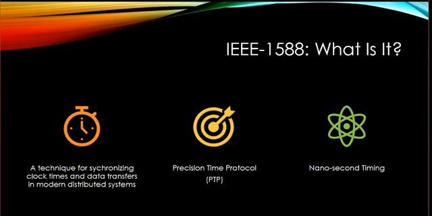IEEE 1588 is a technique for synchronizing multiple systems in modern distributed systems. It is part of the Precision Time Protocol, or PTP, to get things as accurate, in time, and in sync as possible, and it has gotten down to a nanosecond timing, and it is being looked into to see if it can get even faster than that, and it is constantly evolving.